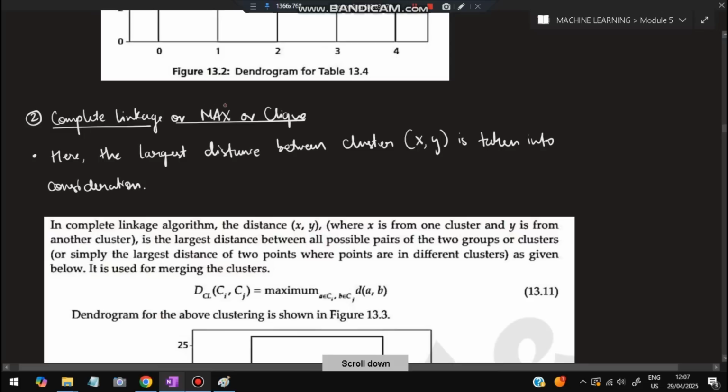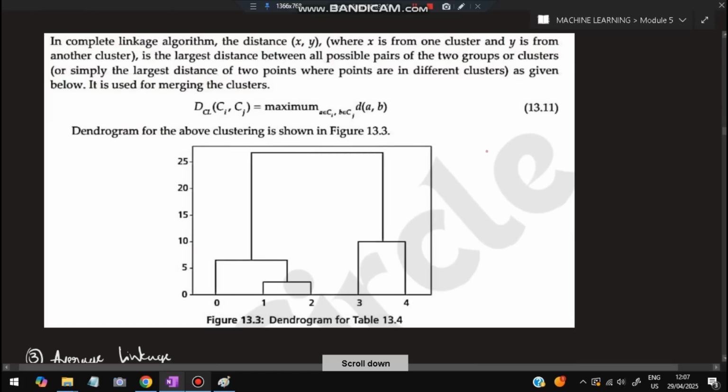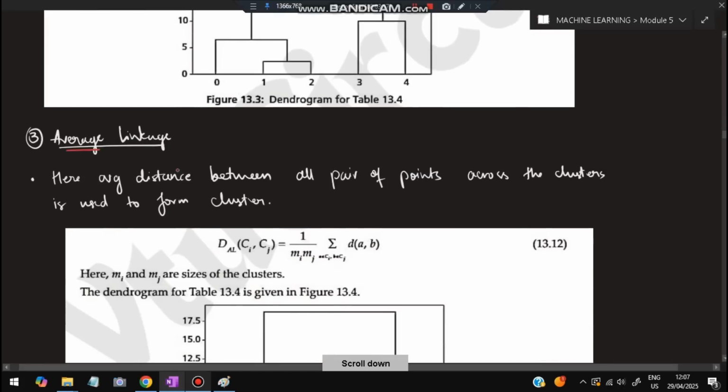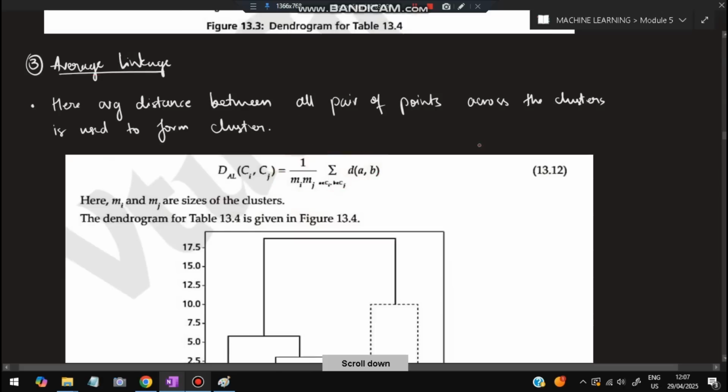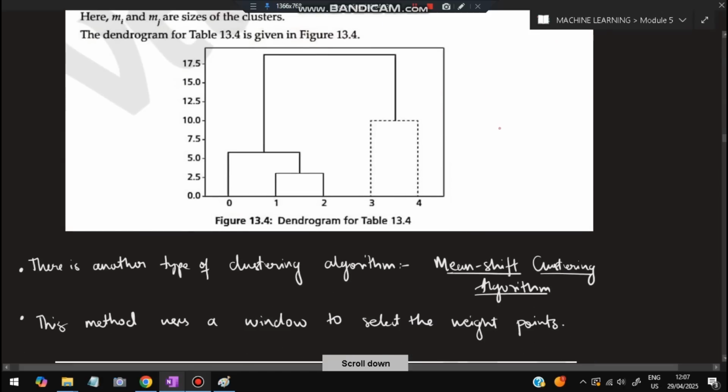Okay, in the above example we took the minimum value, right? Minimum distance between these two. Like that, if we take the maximum value, we'll get a separate answer. If we take the average value using this formula, we'll see another answer. So there are three types in which you can do it: minimum, maximum and average.